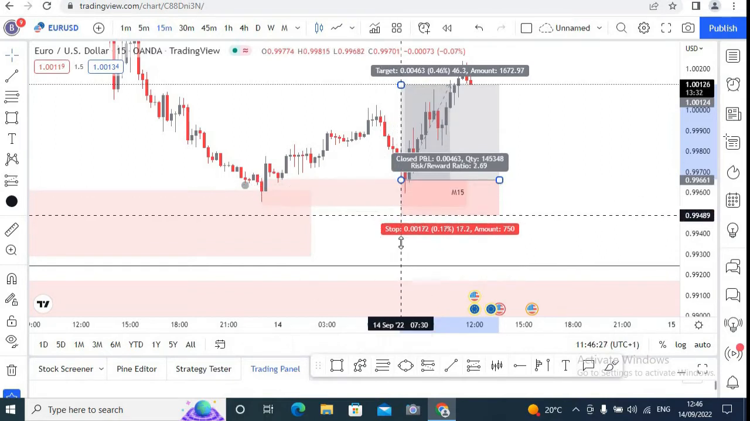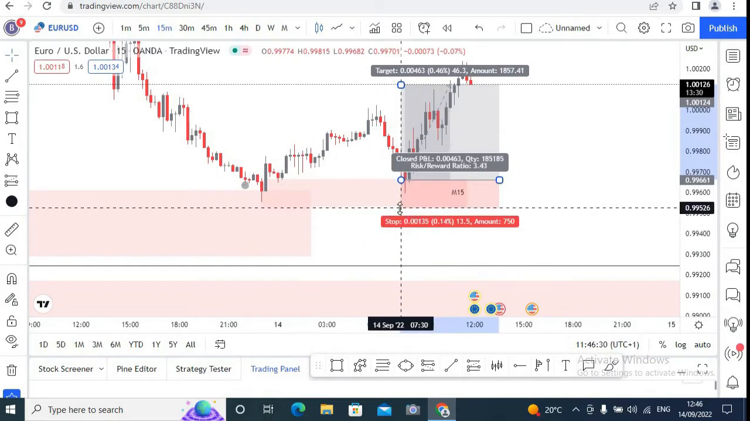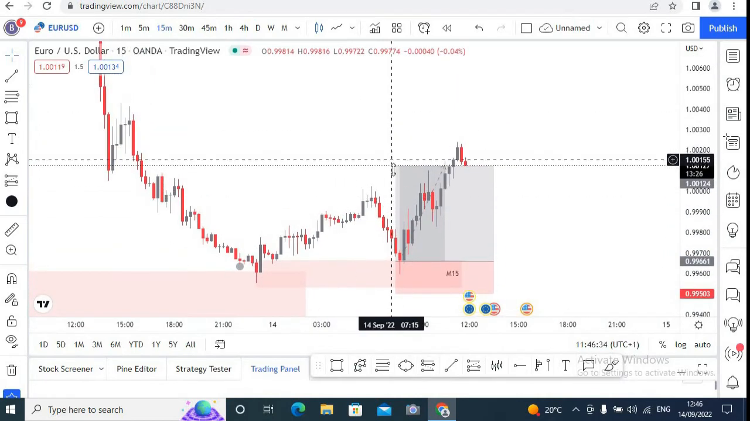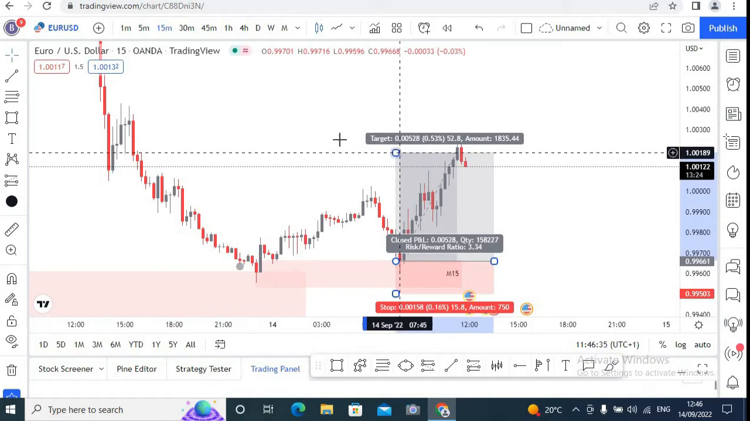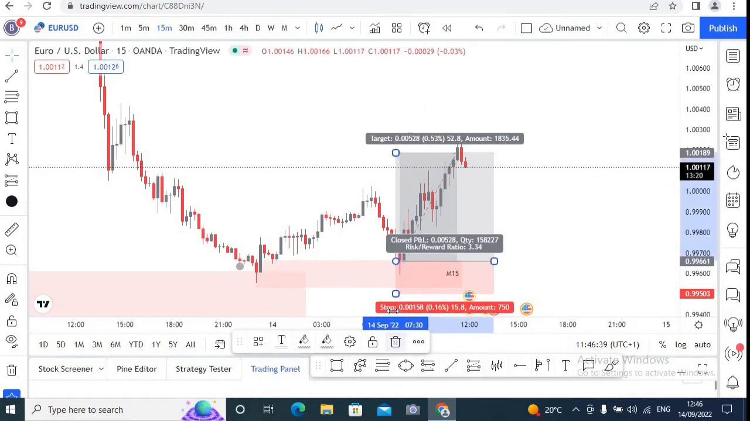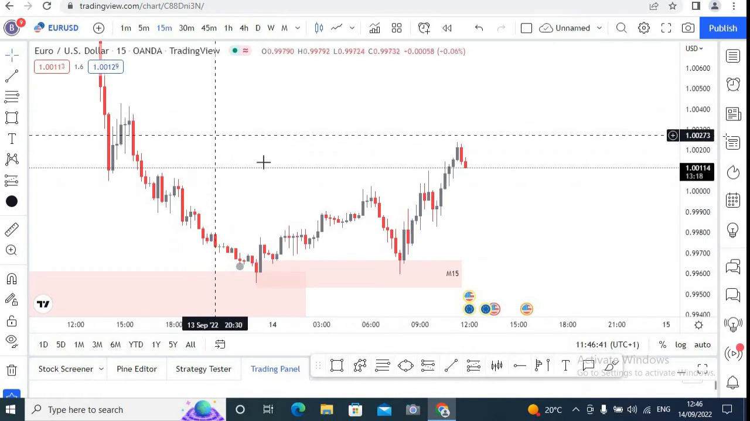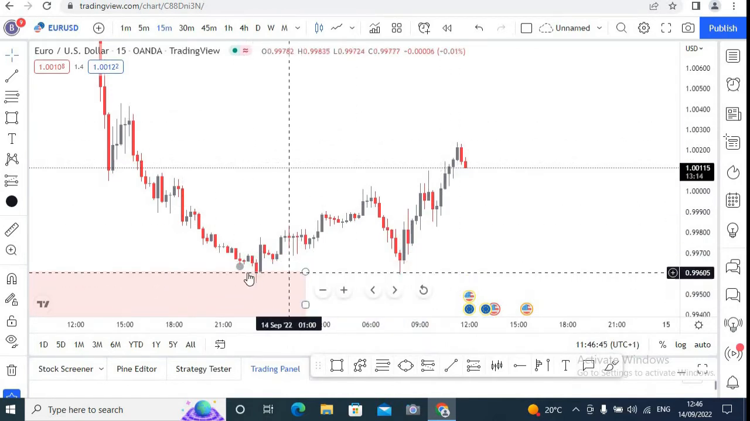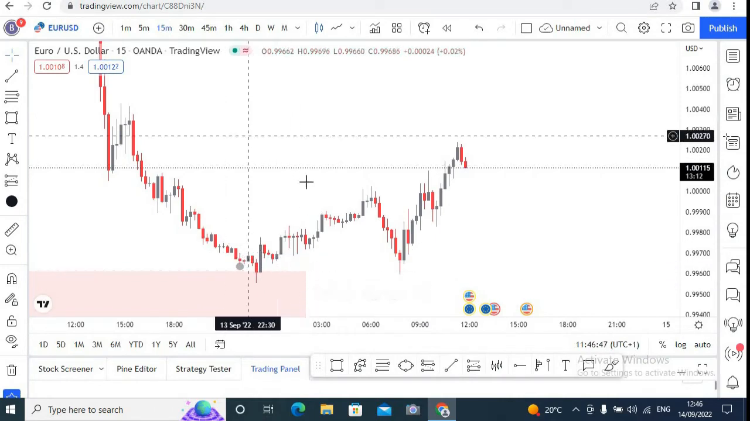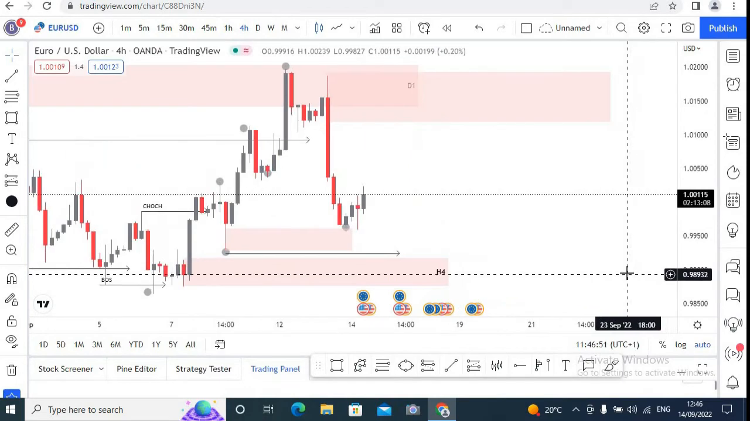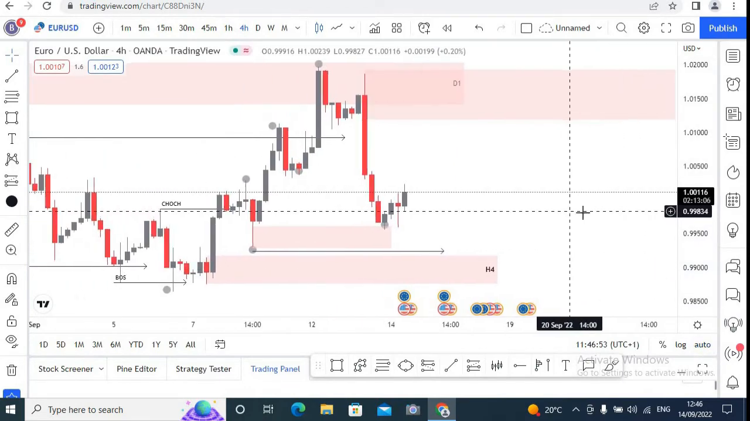My maximum SL is 30 pips, so for this one I was going to use 15 pips, and my target is always 50 pips, so our take profit was going to get hit right there, as you can see. But for now, guys, what I want you to understand is, we did have a nice reaction to our demand zone area, but if we go to our H4 time frame, you have to understand something.